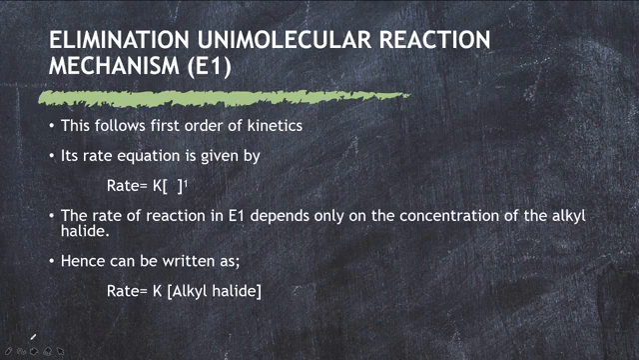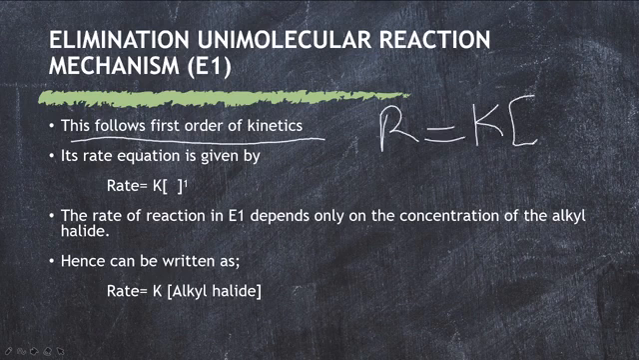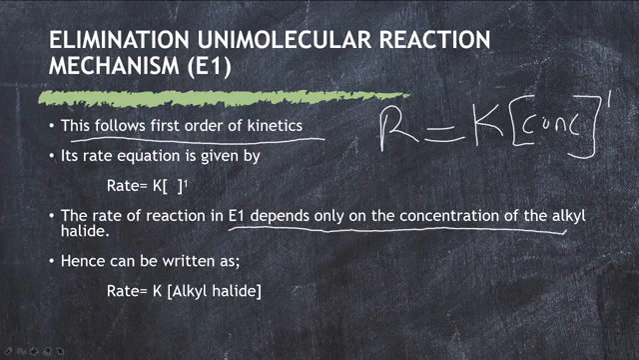Now this mechanism is similar to the substitution unimolecular reaction mechanism, and the reason I say it's similar is because of the first point I gave. Both of them follow first order kinetics. That means the rate equation will be given by k times the concentration raised to the power 1. Like the substitution unimolecular mechanism, the elimination unimolecular mechanism depends only on the concentration of the alkyl halide. That means the concentration of the nucleophile is not needed in this reaction mechanism. It's only the concentration of the alkyl halide.